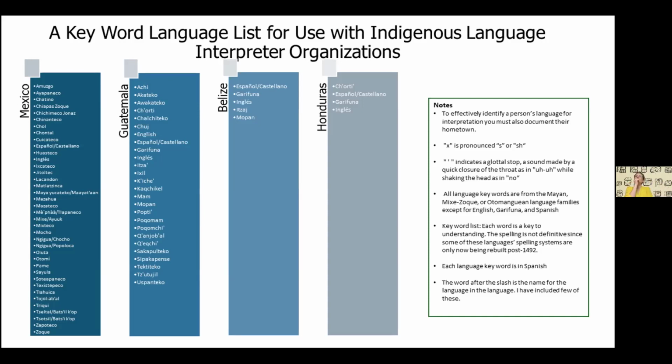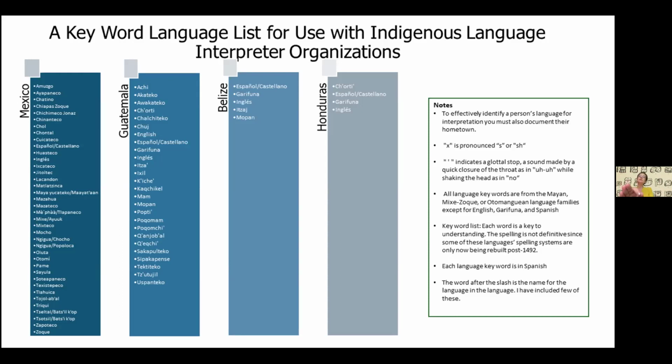As I said before, some of these words can represent 5 to 10 mutually unintelligible languages. So it's a little bit deceptive to say, oh, this is a language, because that's not quite right.